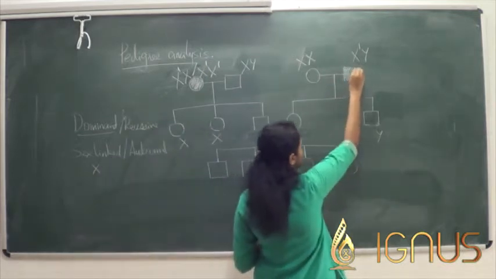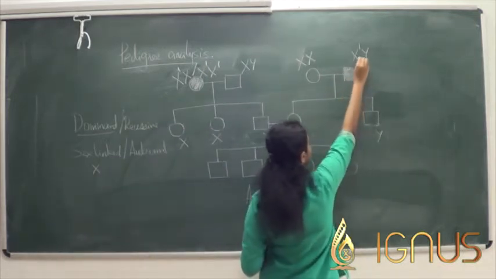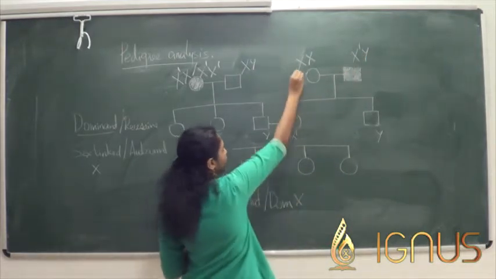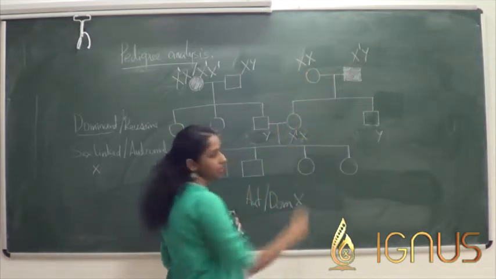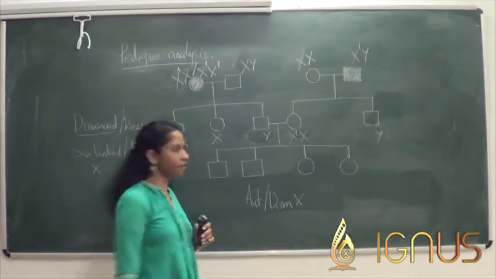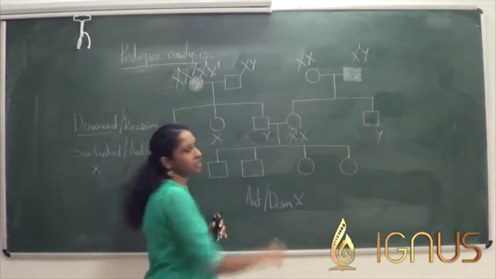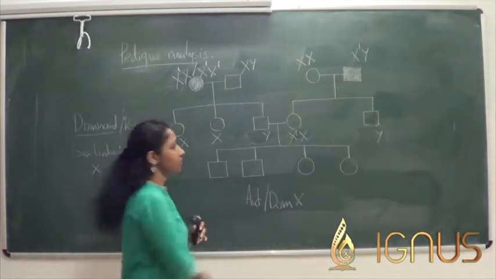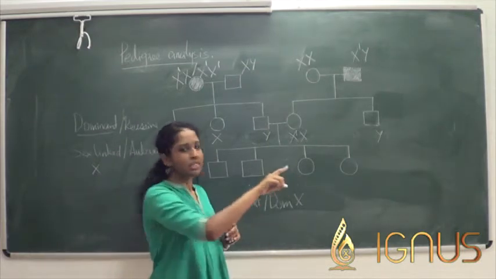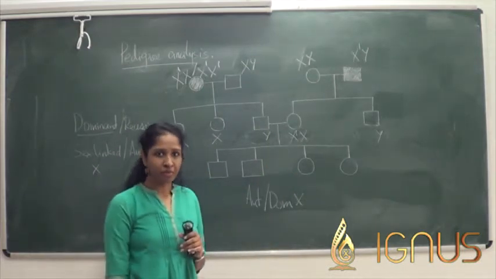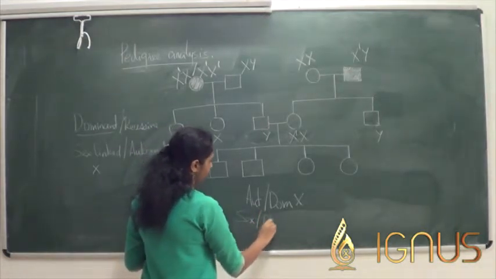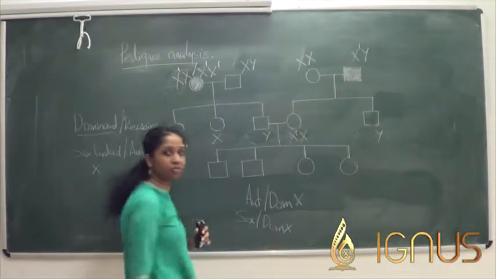Now if the father is affected in this case and he has the dominant gene here, because the female has inherited from him, irrespective of what kind of X chromosome she is getting from the mother, this female needs to be affected because this is a dominant gene that we are talking about. So even if one of the alleles is a dominant one and the other is recessive, this female needs to be affected, but she is not. So it is not sex-linked dominant.